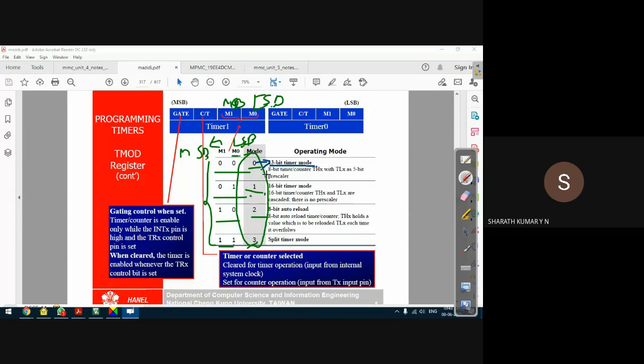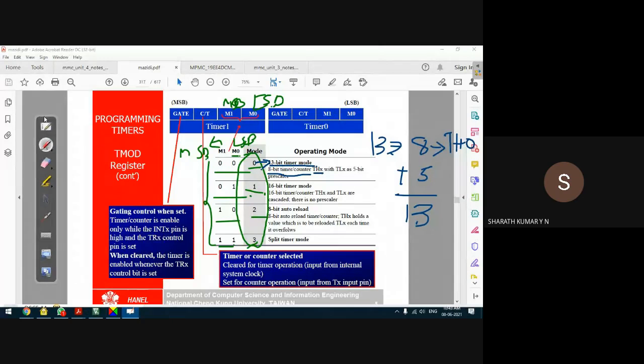Out of 13 bits, 8 bits correspond to the upper byte of the timer, and another 5 bits. What the author is trying to say is, out of 13 bits, 8 plus 5, which is equal to 13. Out of 13 bits, 8 bits correspond to the upper byte of the timer, that is either TH0 or TH1. Sorry, I made a mistake.